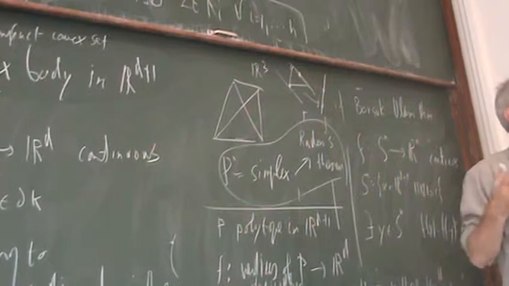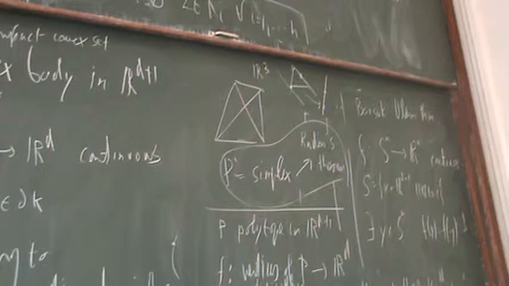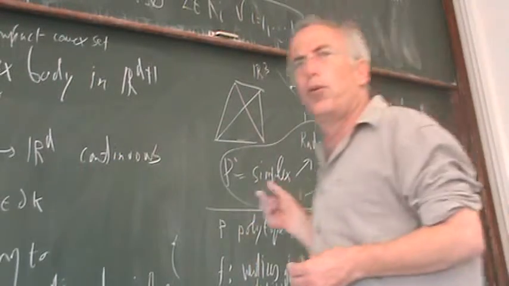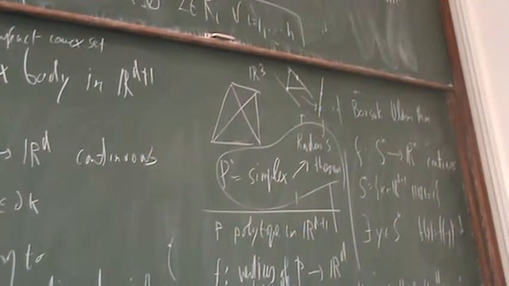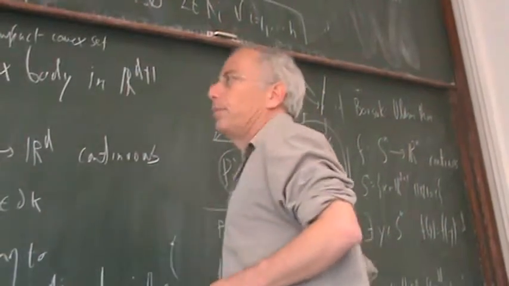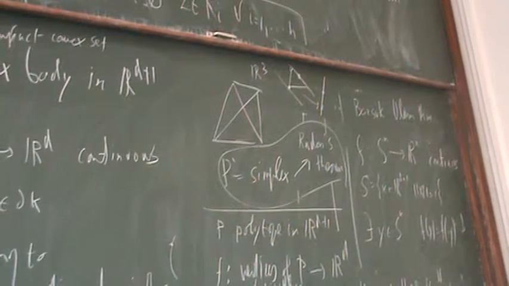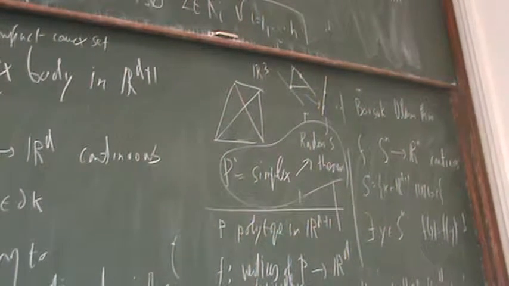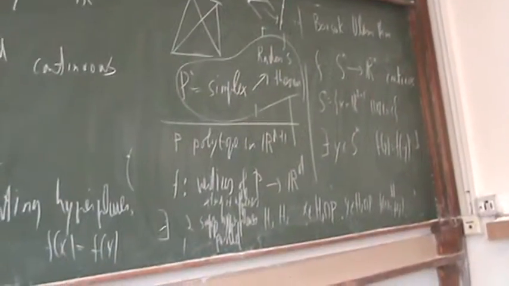Of course, this is not the easiest proof of Radon's theorem. Can you repeat why this implies Radon? I don't understand why the fact that you map gives Radon.